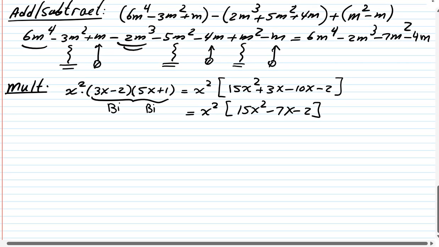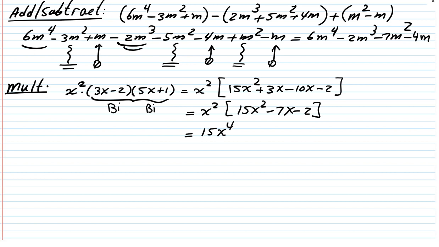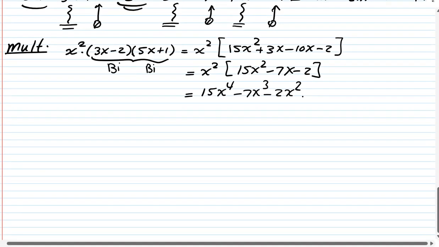And next we can distribute x squared to that trinomial, becomes 15x to the fourth, negative 7x cubed, and negative 2x squared. And there we have that one. So we were able to multiply these together.